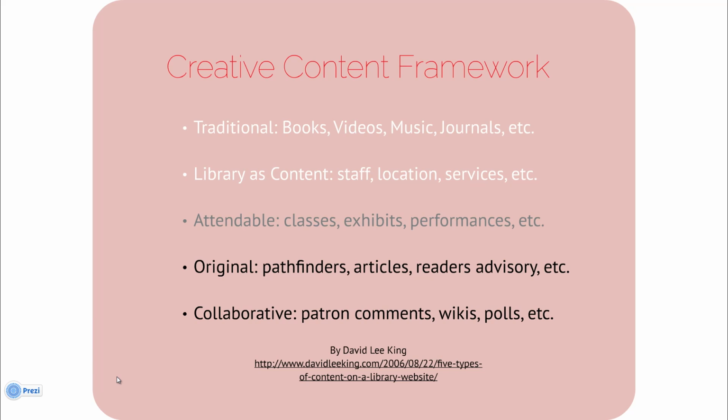One is traditional content, which is basically your catalog. Another is library as content, which would be your address and hours, information about your services, those kinds of things. And I did not examine those closely because together those 2 categories, they're both very static and they're almost completely automatically generated content. I did look a little bit at attendable content, which is classes, exhibits, posts about speakers, anything that a patron can attend.